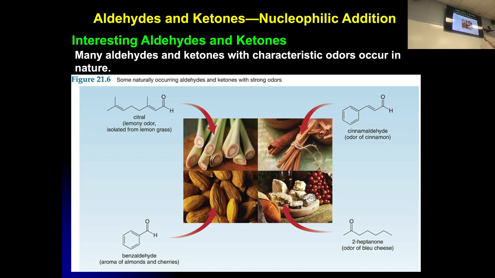And then this is 2-heptanone. This is not an aldehyde, it's a ketone. If you like blue cheese dressing, if you like blue cheese for anything, this is what's giving you that odor. It's that ketone.